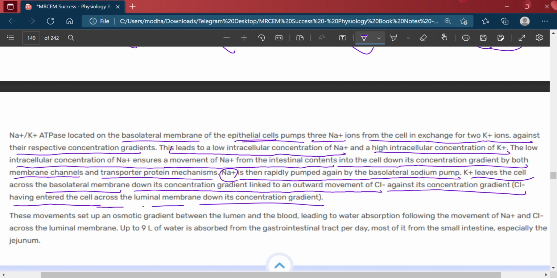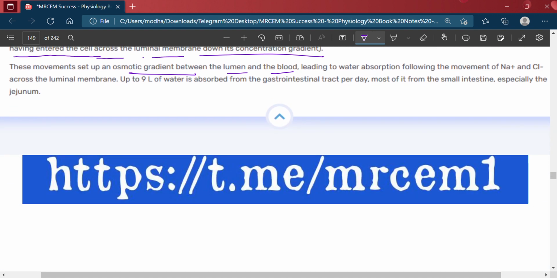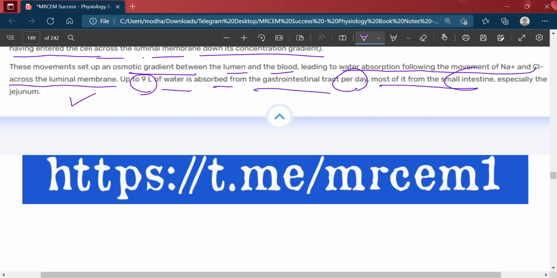This movement sets up an isotonic gradient between the lumen and the blood, leading to water absorption following the movement of sodium and chloride across the luminal membrane. Up to 9 liters of water is absorbed from the GI tract per day, most of it from the small intestine, especially the jejunum.